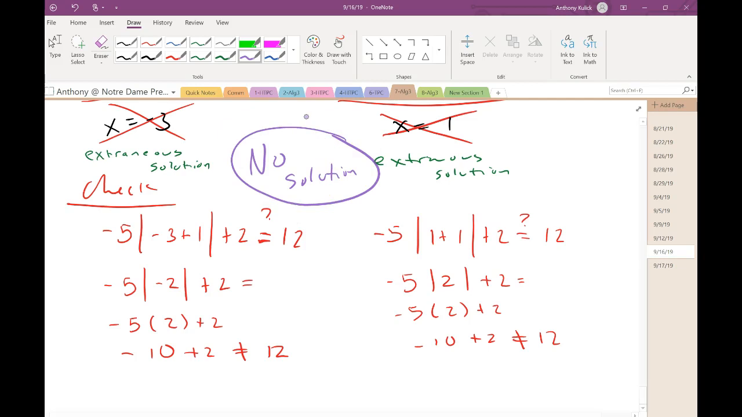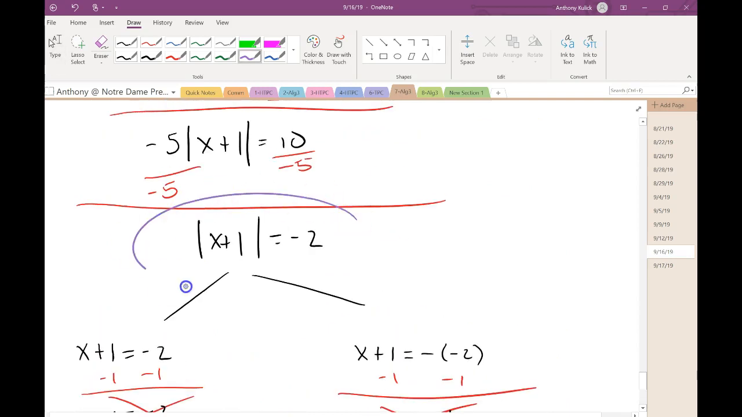Did anybody notice a shortcut we could have taken during this problem? No, it happened way before that. Let's go back and look at this. I see an absolute value equal to a negative. Can that happen? No. Right here, I could say there's no solution. Now that required me noticing that I had an absolute value equal to a negative.